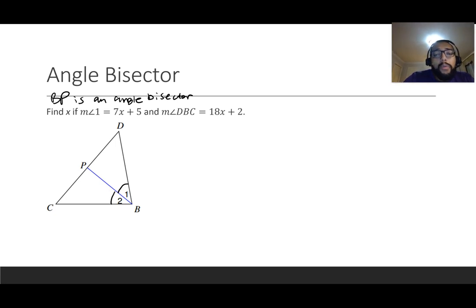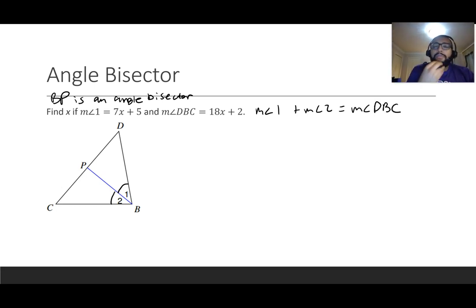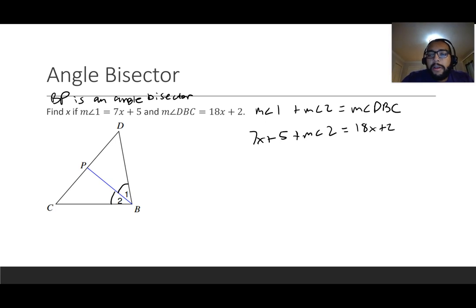So here's the thing we know. We know that measure of angle 1 plus a measure of angle 2, if you add those two angles up, that's going to be the total angle, which is DBC. And so if we're trying to solve for x right now, we would plug in what we know. So we know that measure angle 1 is 7x plus 5. Ooh, they don't tell us measure angle 2. Okay, that's fine, I guess. And they tell us that 18x plus 2 is going to be our measure for angle DBC.